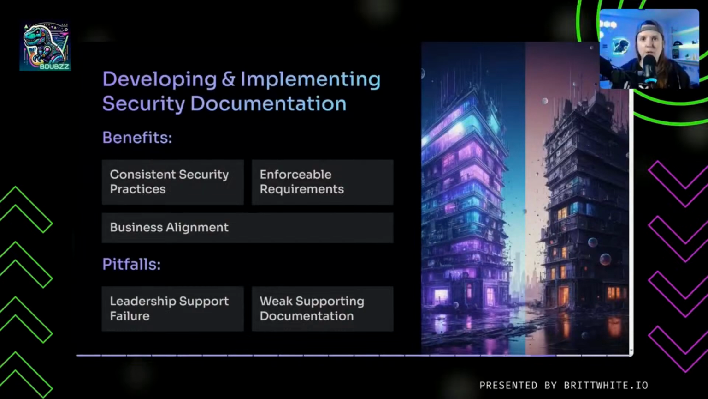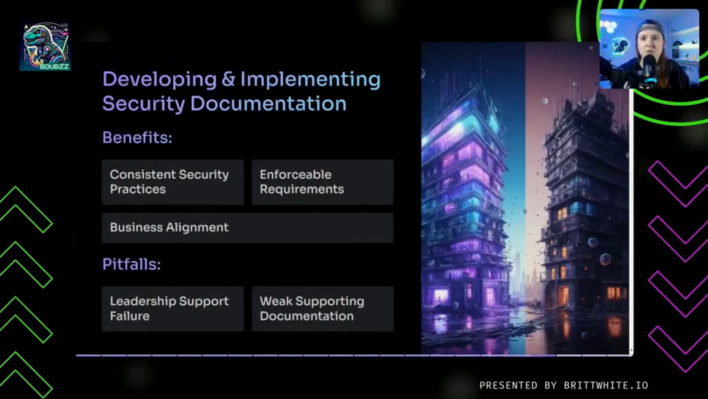Enforceable security requirements. Policies are enforceable through standards, procedures, and baselines. This documentation creates measurable, auditable security. It's aligned with the business goals. Security documentation is linked to the business strategy. It's risk-driven. Security supporting the business, not fighting it.